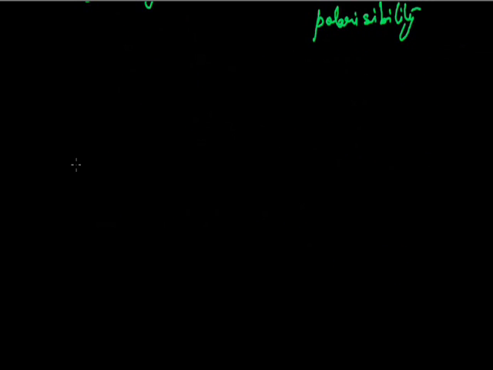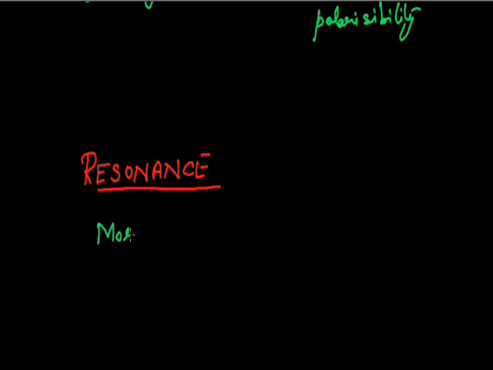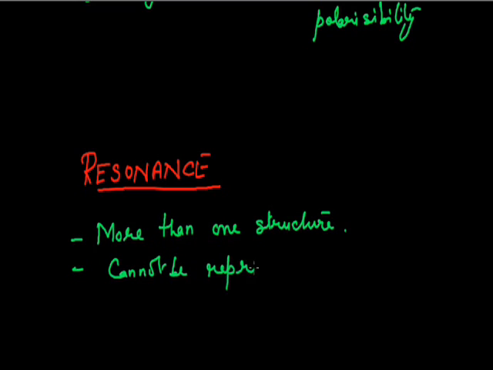Next is the concept of resonance. In resonance, we represent a molecule by more than one structure. It is done because the molecule cannot be represented by only one.